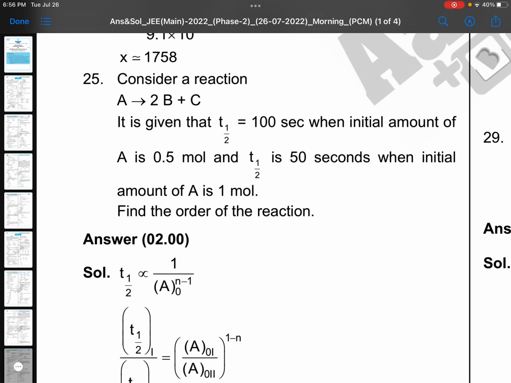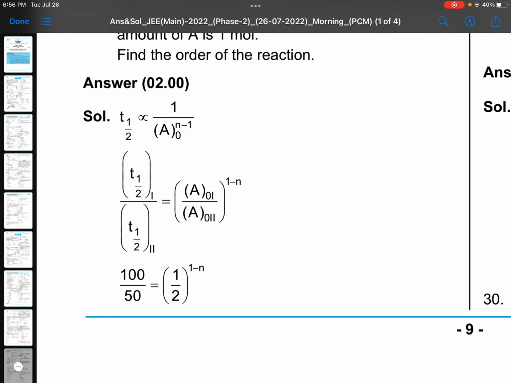25th question is related to chemical kinetics. One superb question. See, T half is equal to 100 seconds when initial amount is 0.5. When you made 0.5 to 1 mole, that is, initial concentration is made double, so half-life became half, 100 to 50. So T half is inversely proportional to A. When T half is inversely proportional to A, that is second order. This is the solution.